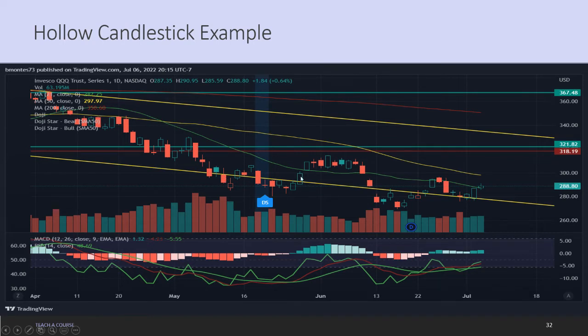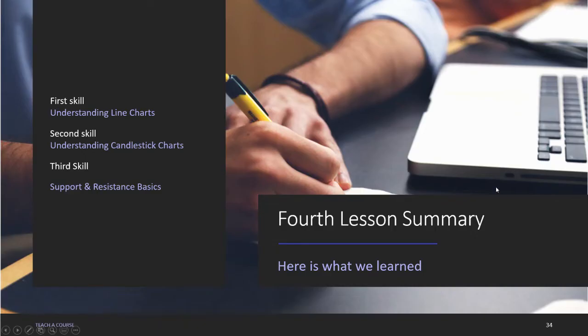Most people, it's a preference whether or not you want to use hollow candlesticks or whether you want to use full body candlesticks. I personally like full body, but as you develop your trading business, you'll decide which candlesticks you prefer. And we jumped ahead. There we go.